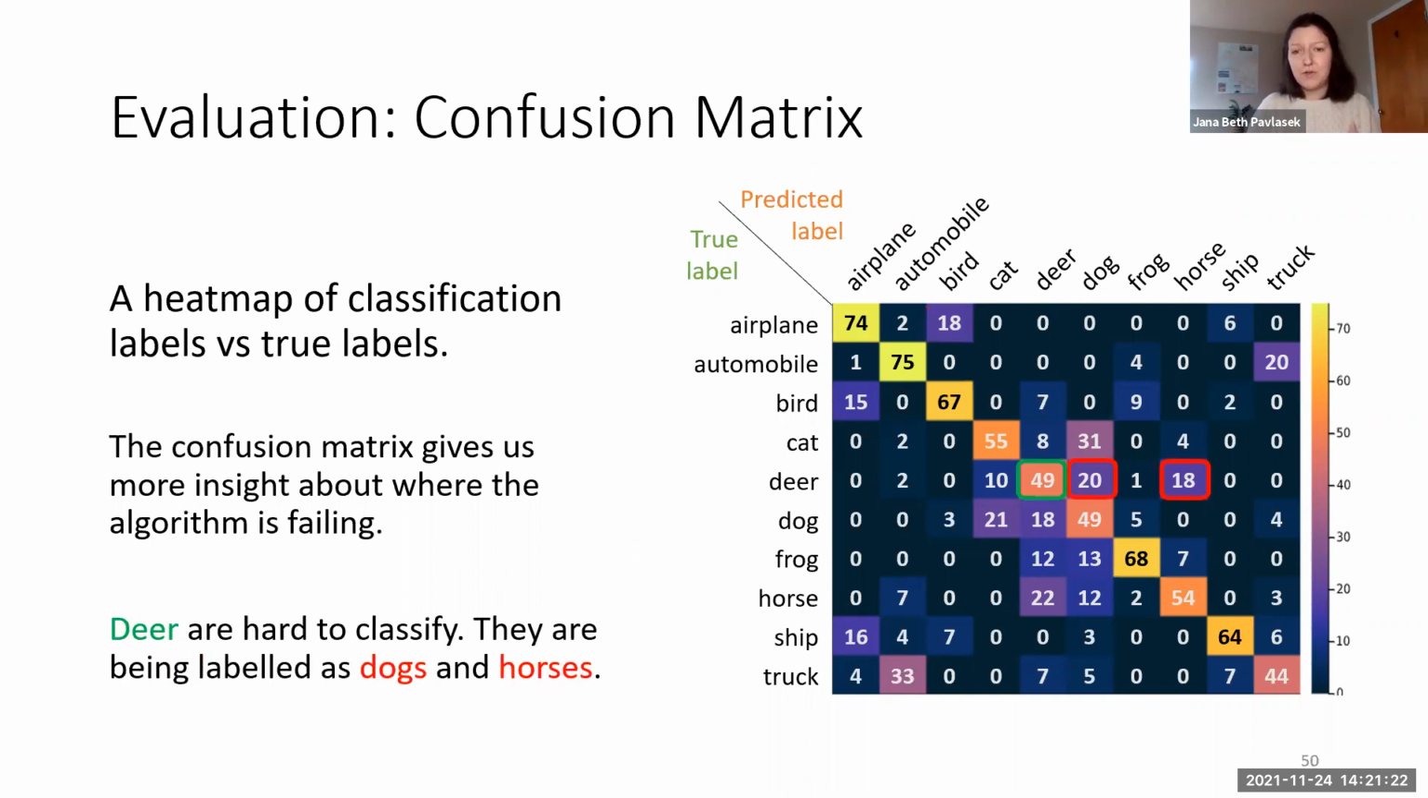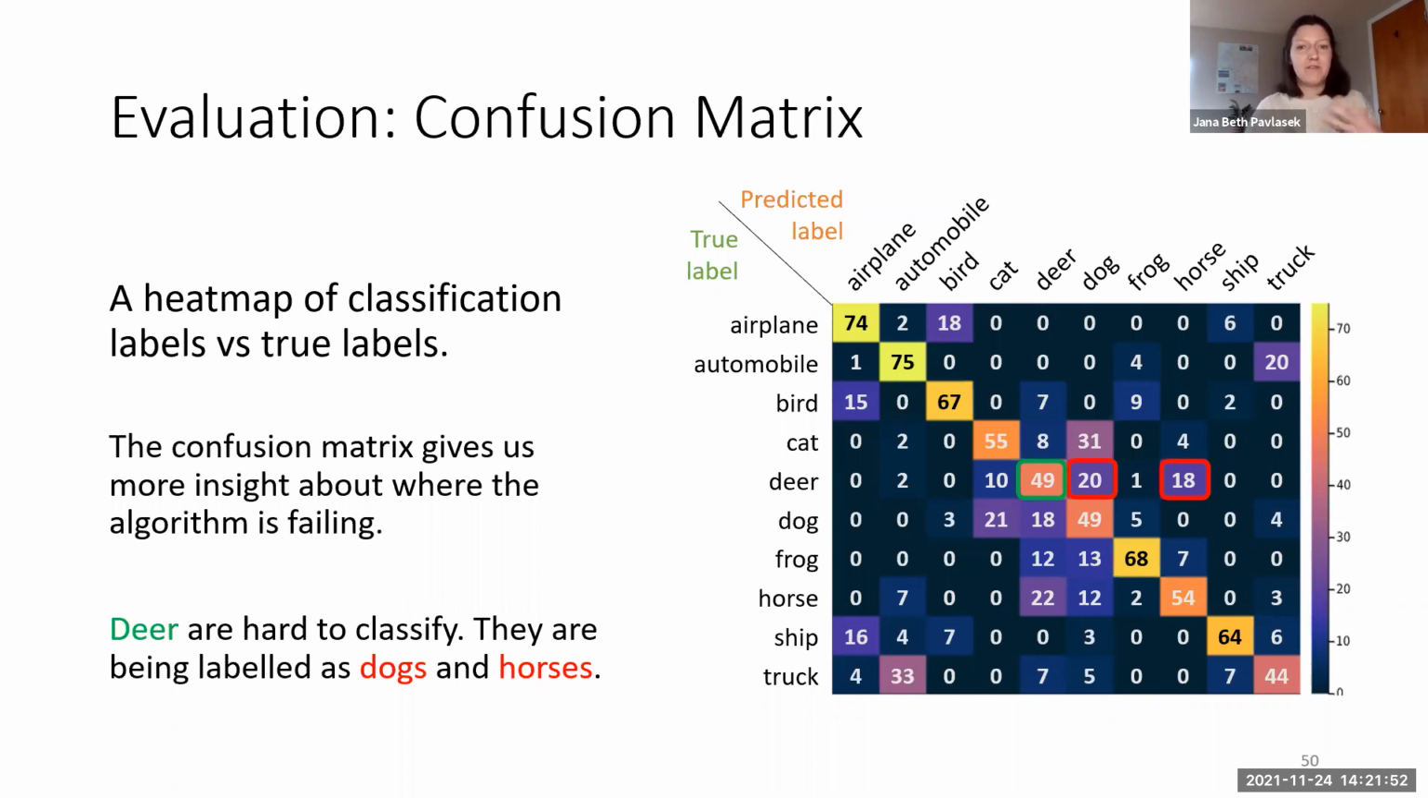So we could also see which classes were doing a bad job of classifying. Here, deer are not being very well classified. There's a lot of deer being predicted to be dogs and horses. Again, that makes sense, because you could imagine that pictures of horses and dogs and deer might look similar. So maybe your nearest neighbors algorithm is mixing those up pretty often.